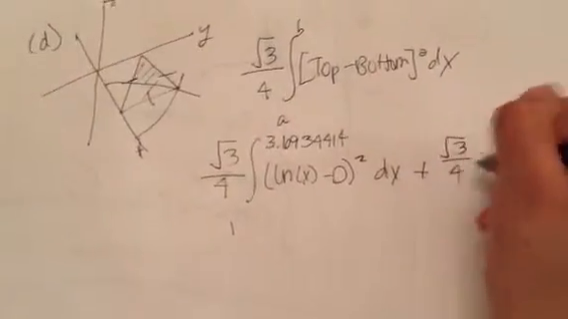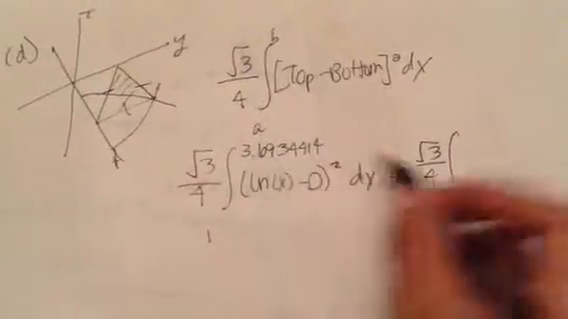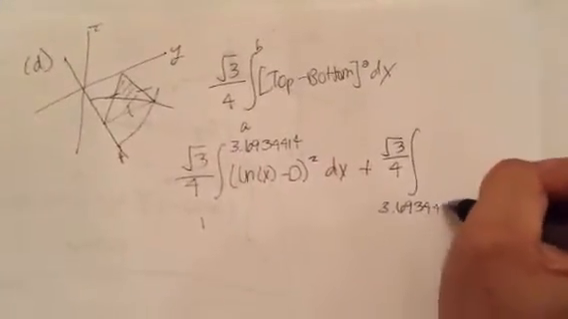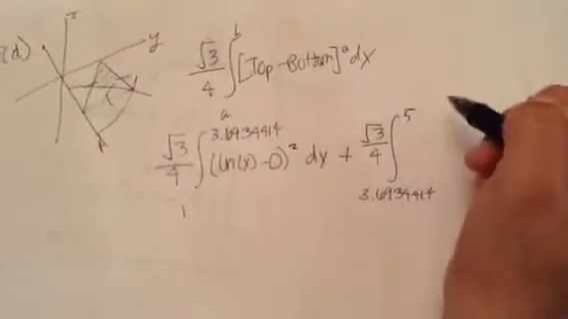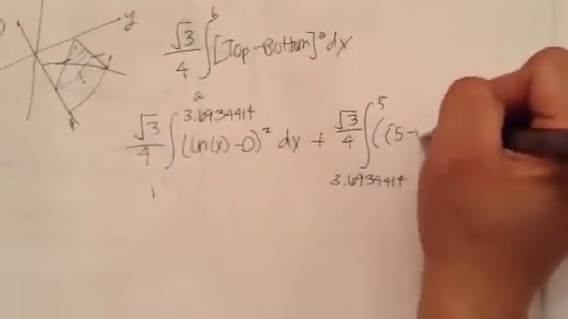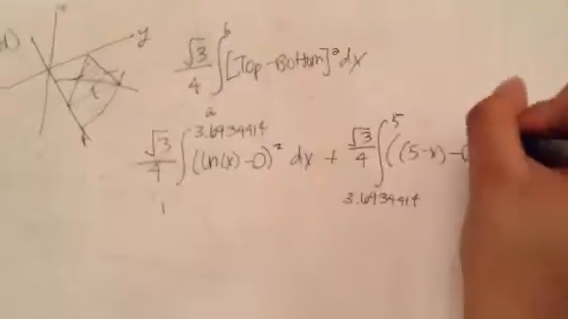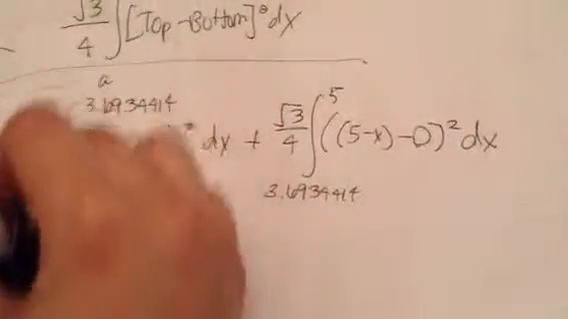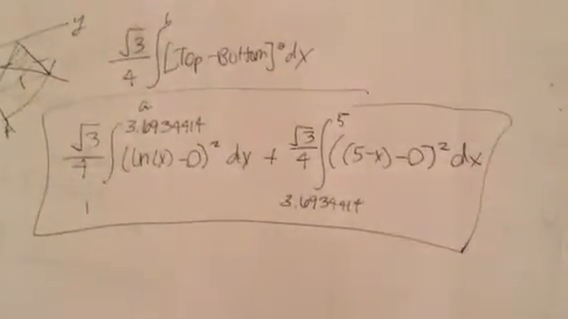square root of 3 over 4 from, again, the intersection, which is 3.69344414, to 5, which is where the figure ends, top, which is 5 minus x minus 0 squared dx. And since we only had to write it out, that is our answer.